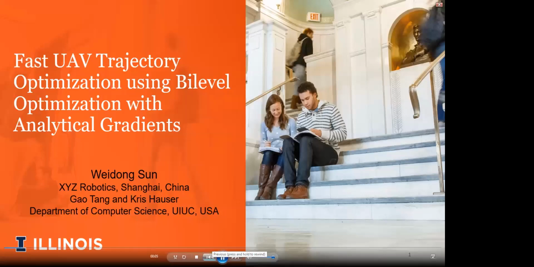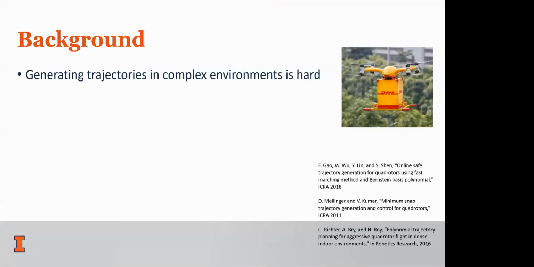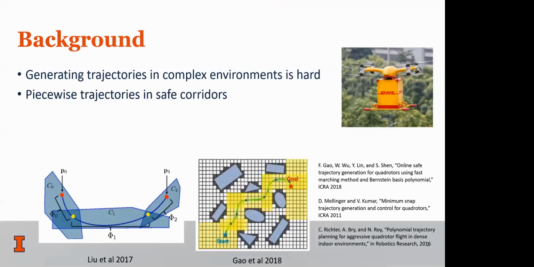Hi, thank you for your interest in my paper on how to use bi-level optimization for UAV trajectory optimization. Generating optimal trajectories in complex environment is hard due to the collision-free constraint, but necessary for many real-world applications. A widely used method is to construct a chain of safe corridors and constrain each piece of the trajectory to be inside its corresponding corridor.